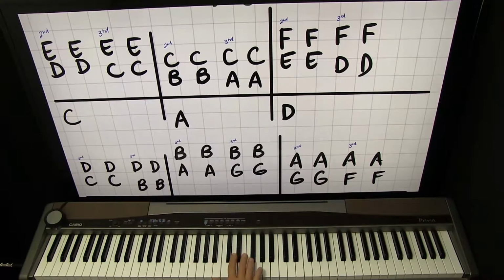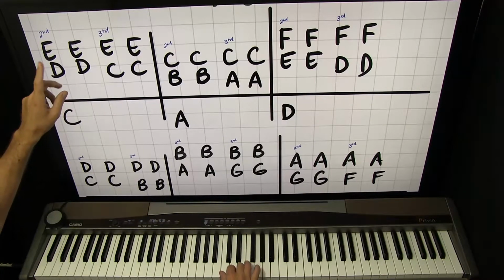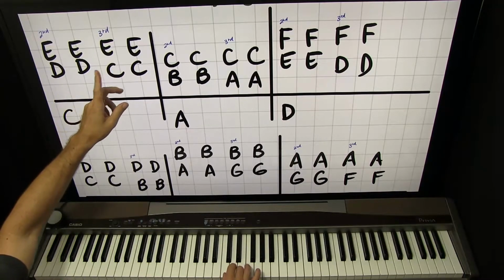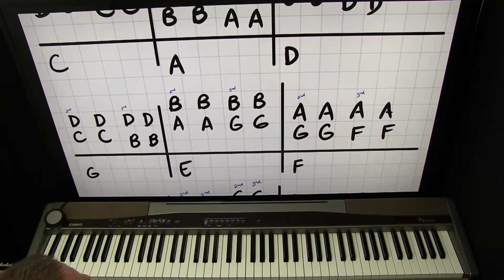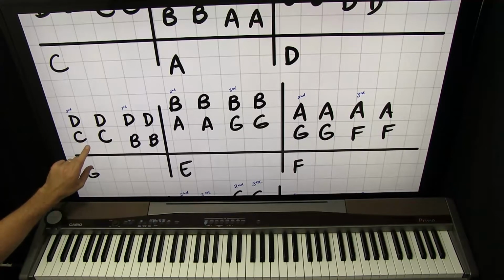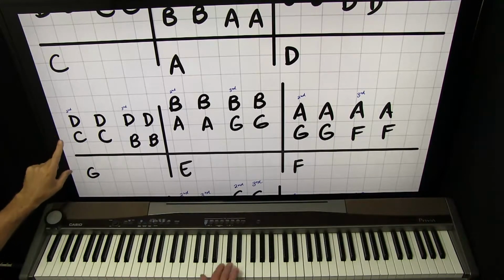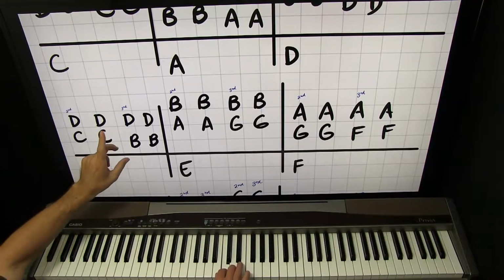Okay? So let's try the right hand for a minute. D and E to C and E. Now B and C to A and C. Now E and F to D and F. And then we'll keep going here. By the way, this sheet is on my Facebook as a picture if you just want to look at it and have it for yourself to practice.